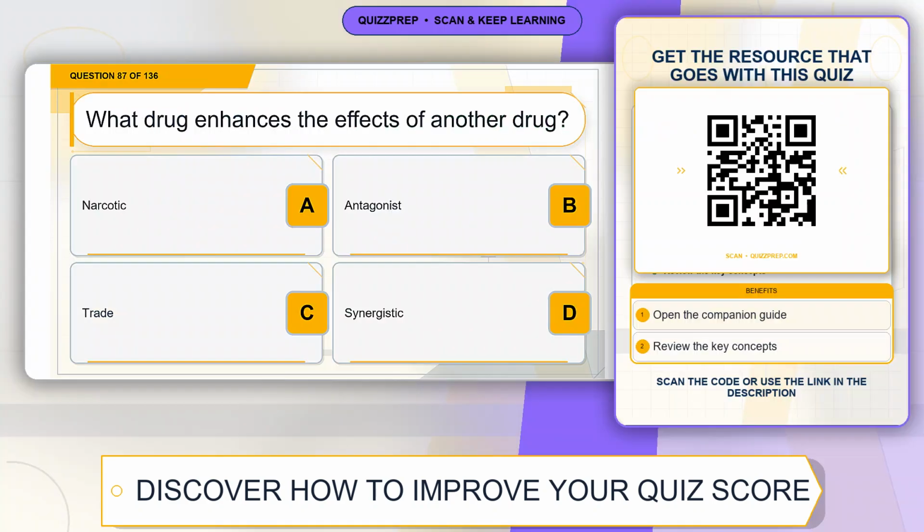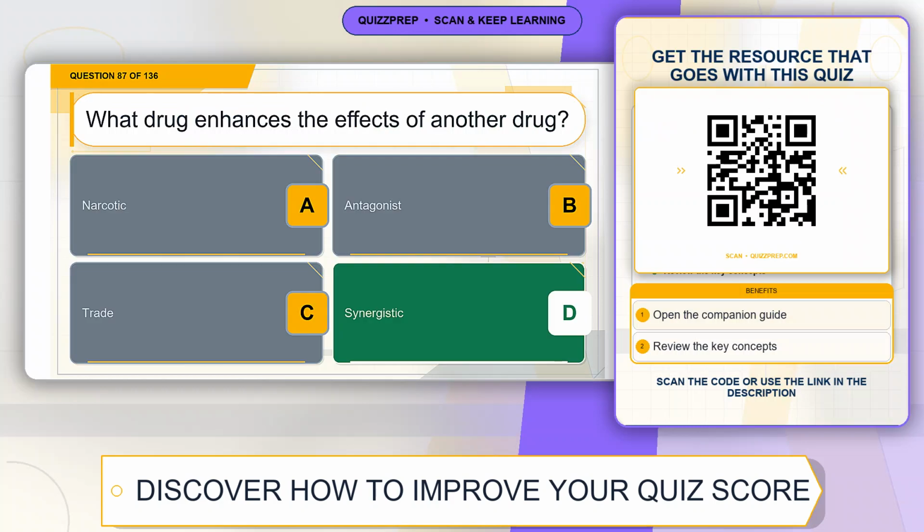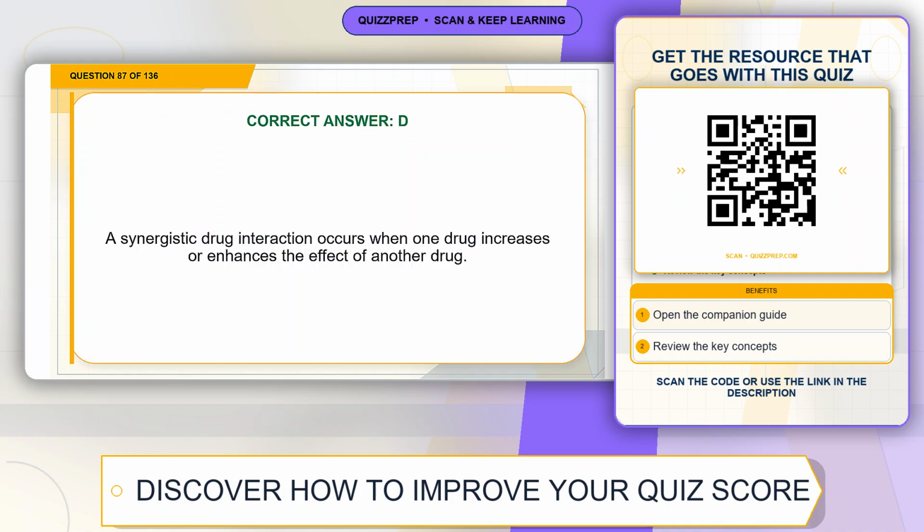Question 87. What drug enhances the effects of another drug? Option A, narcotic. Option B, antagonist. Option C, trade. Option D, synergistic. The correct answer is option D, synergistic. Explanation. A synergistic drug interaction occurs when one drug increases or enhances the effect of another drug.